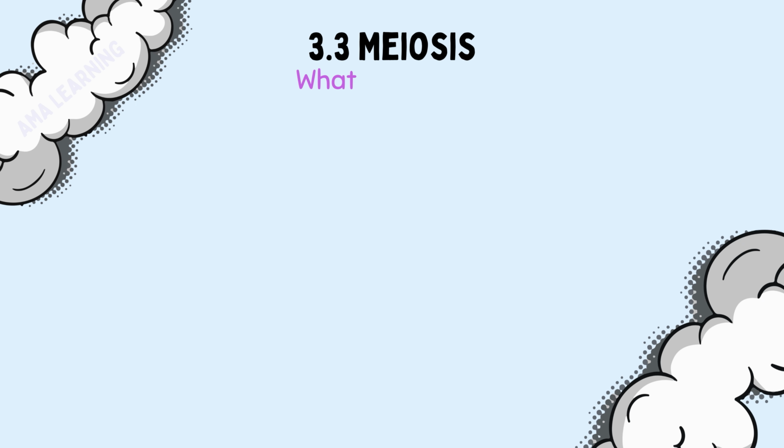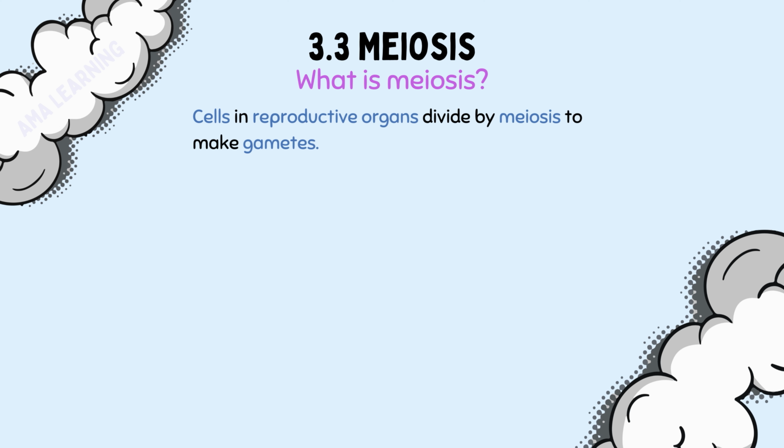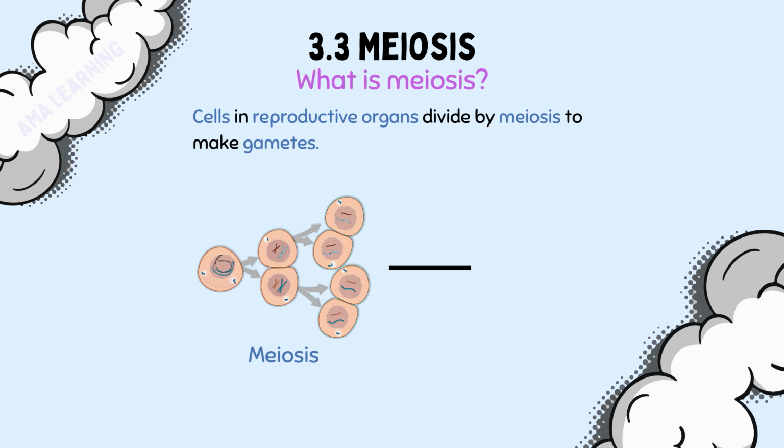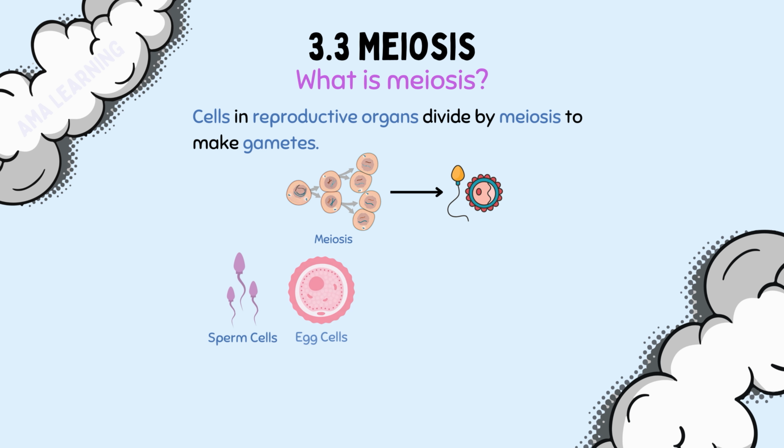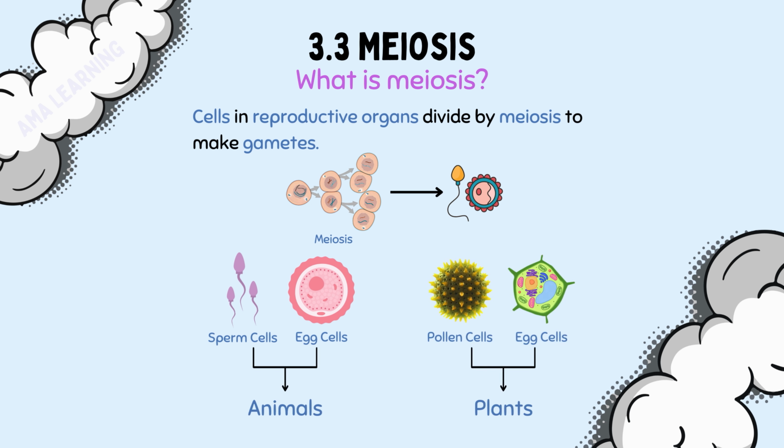Let's take a closer look at meiosis. This is a specialized type of cell division that is key to sexual reproduction. Cells in reproductive organs divide by meiosis to make gametes. To reiterate, meiosis creates gametes: sperm and egg cells in animals, or pollen and egg cells in plants.